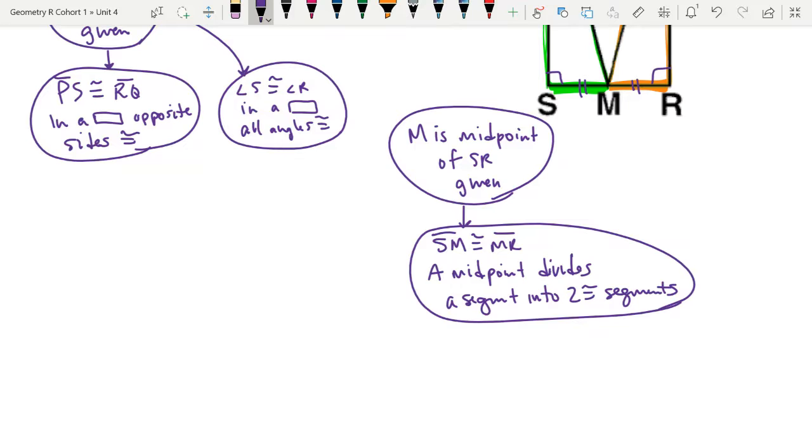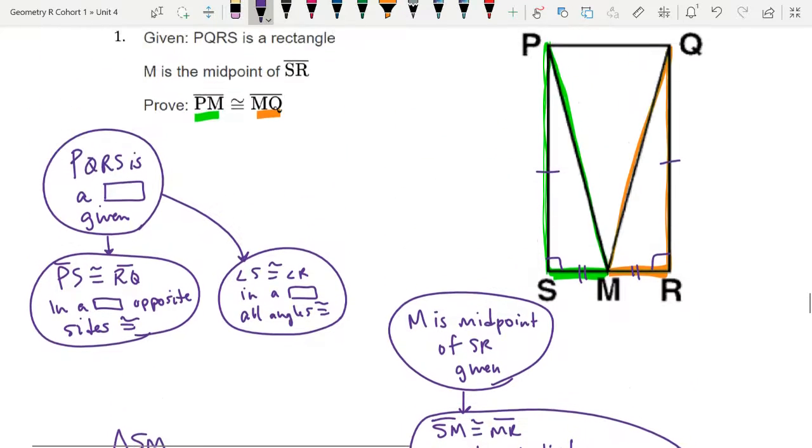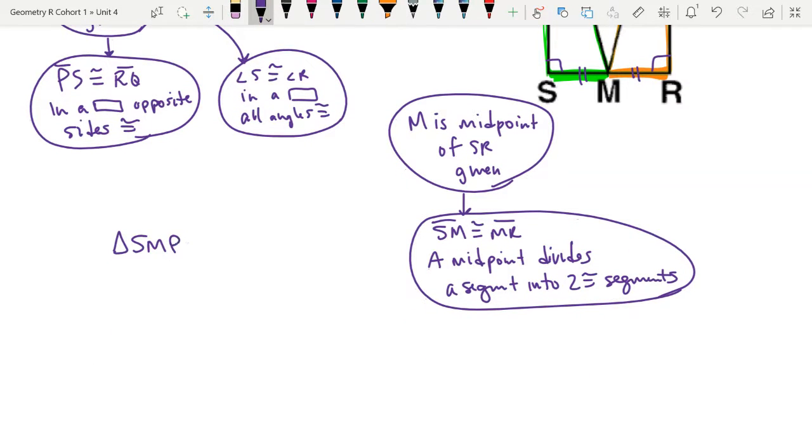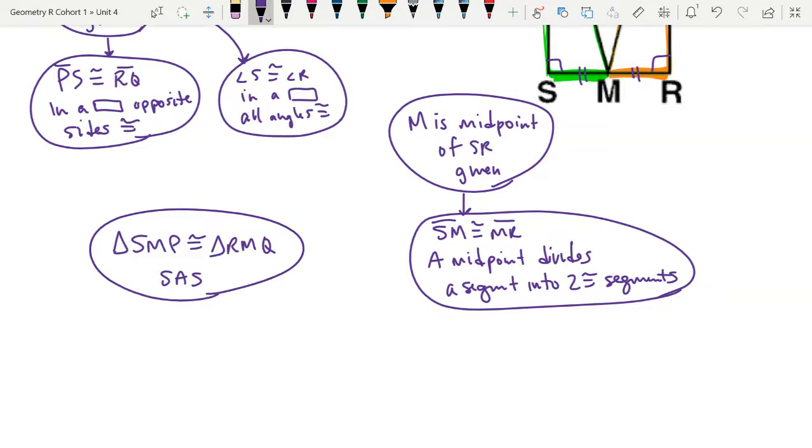From all of this, I have a set of sides, a set of angles, and a set of sides. So I can say triangle SMP, P was up top, is congruent to triangle RMQ by side, angle, side. I have a side, I have an angle, I have a side.